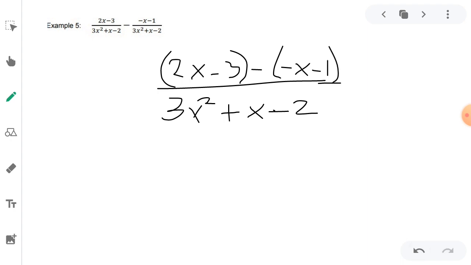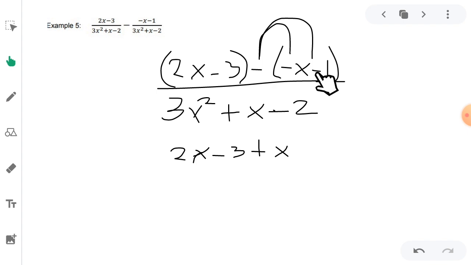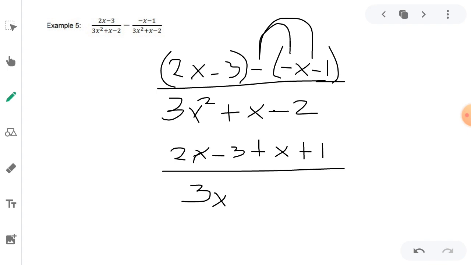So, anong gagawin natin? Ito, i-times natin doon sa sign. Yung negative sign, i-multiply natin. So, 2x minus 3, negative 1, ay negative times negative, magiging positive. So, magiging positive x. And then, negative times negative, magiging positive. So, positive 1 over 3x squared plus x minus 2.